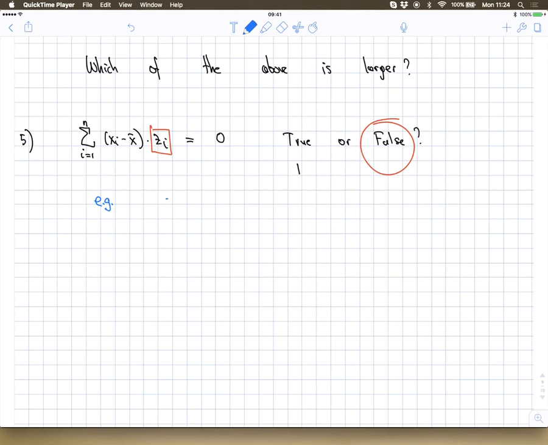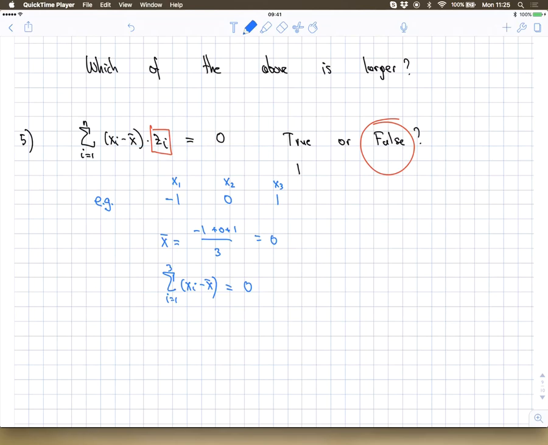Let me take the values of -1, 0, and 1. Let's say that this is my x1, this is my x2, this is my x3. What is x bar? Well, -1 plus 0 plus 1 over 3, which is equal to 0. So what is the sum of xi minus x bar, i going from 1 to 3? Well, of course, this always is 0, but you convince yourself that it's going to be 0.